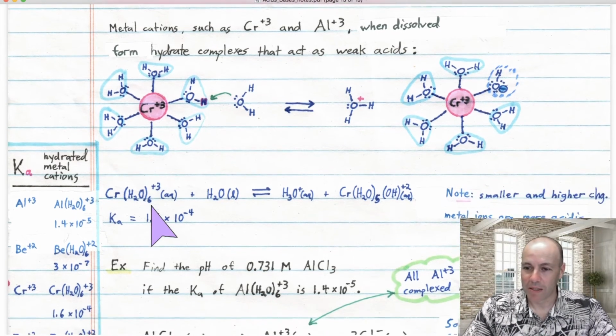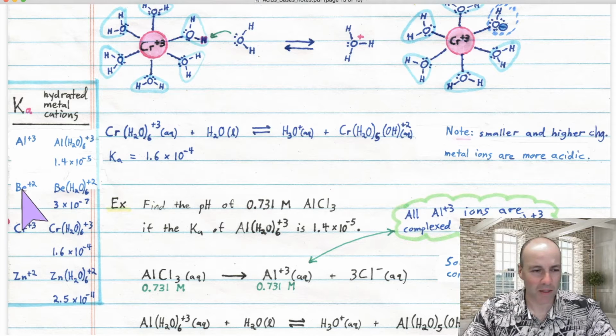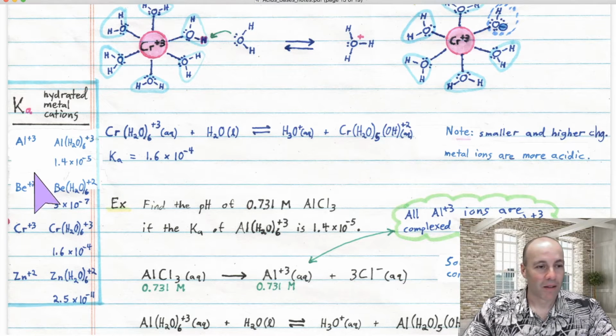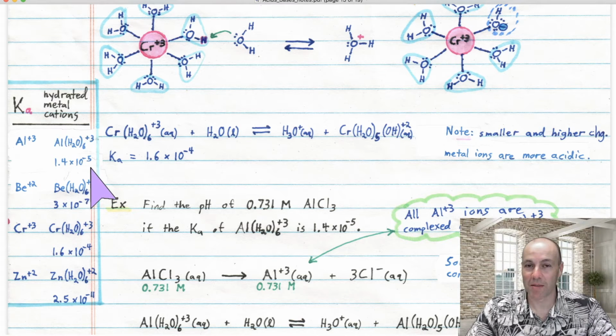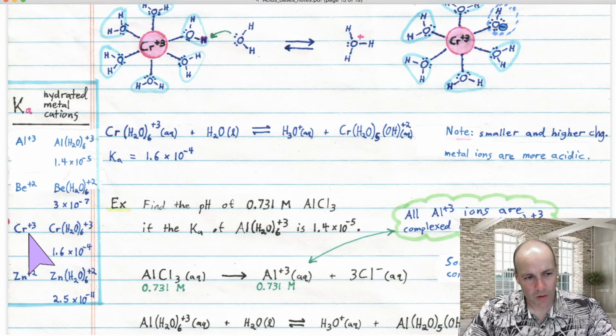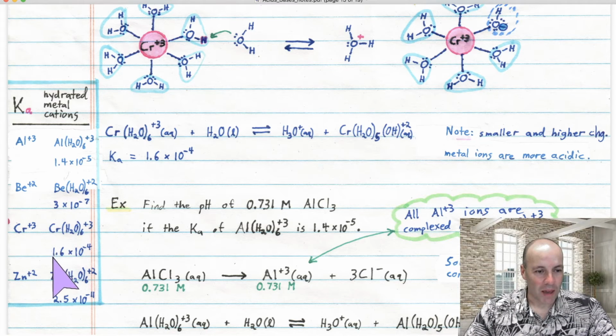Now, here's a list of Kas, just a small list containing 4 metal ions. So aluminum +3, which forms this complex right here, has the corresponding Ka, 1.4 × 10⁻⁵. Now beryllium +2, that's a lesser charge, and it does this also, but its Ka is smaller. It's the higher charge ones that have larger Kas and the smaller charge ones which have smaller Kas. So chromium's Ka is 1.6 × 10⁻⁴.